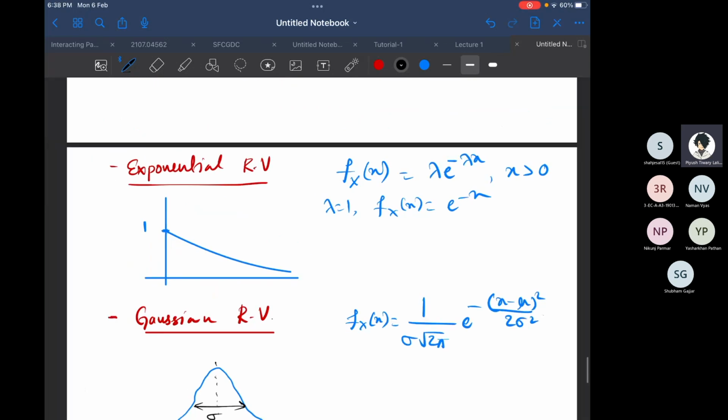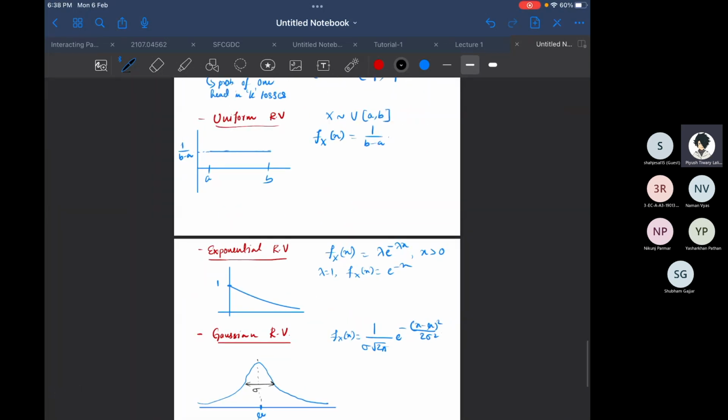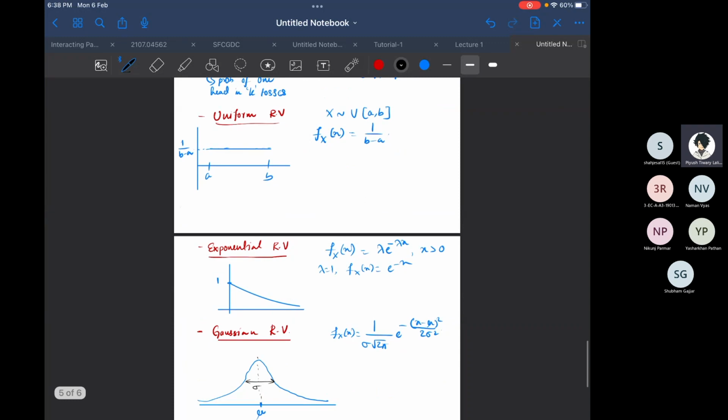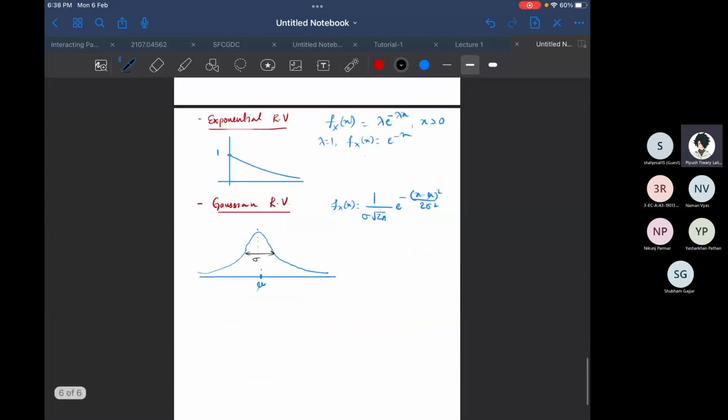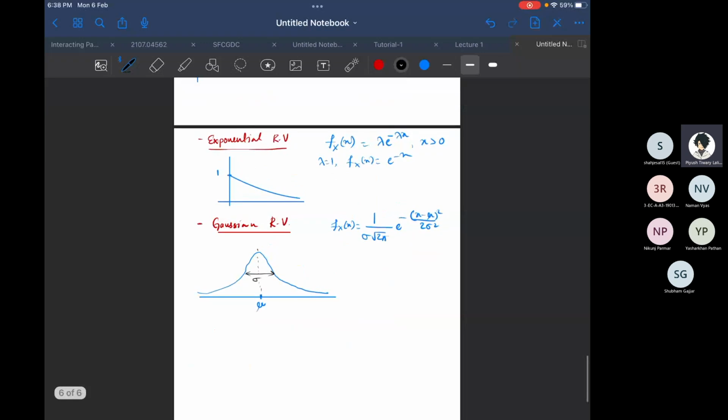Okay, so these are the common continuous random variables that are useful to us, and we will keep using them. So any doubts till here? Please let me know.